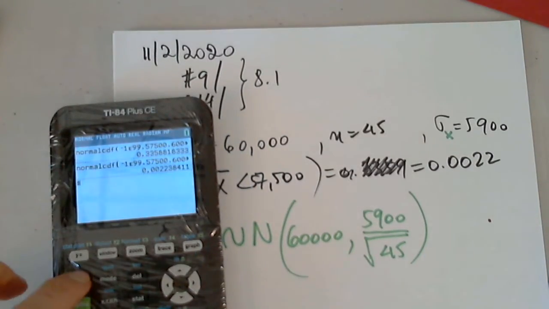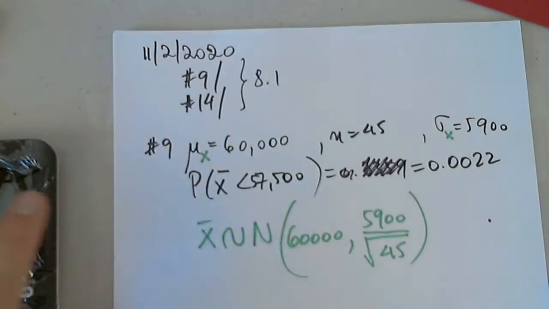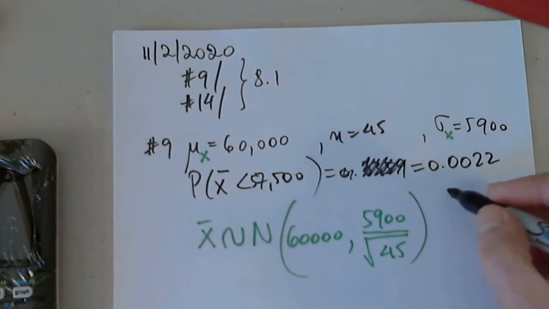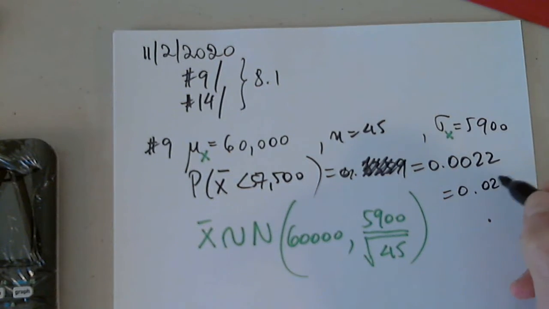Okay, that was problem 9. So let's look at 14. Oh, so there is a part B. Interpret the results. Choose the correct answer below. So about, so this is 0.22%.